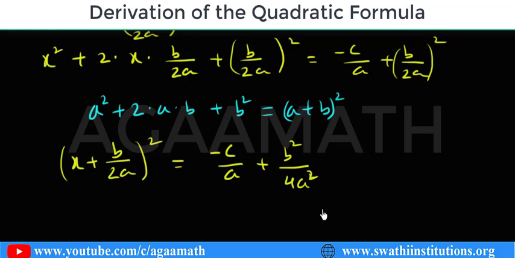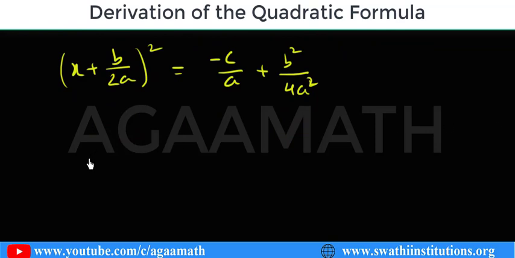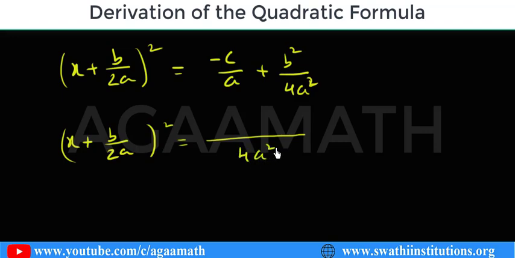Now if you simplify more, x plus b by 2a whole square equals, if you simplify this RHS, we get 4a square, that is 4a times, so minus 4ac plus b square, right? Now we just transfer this square to the other side, towards the RHS.